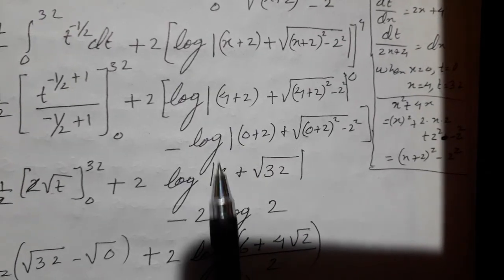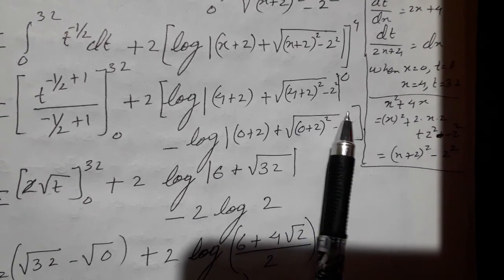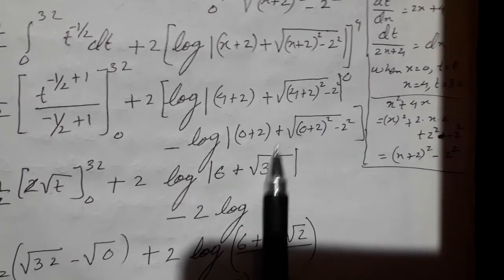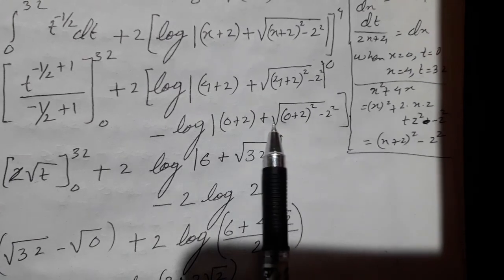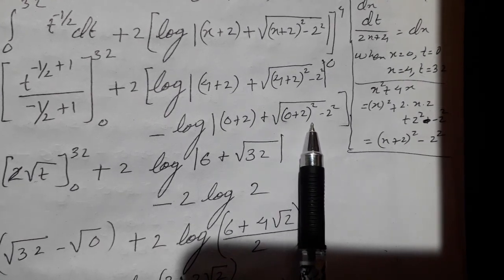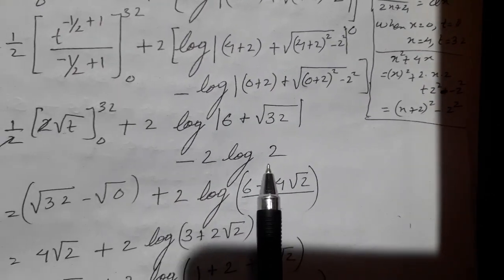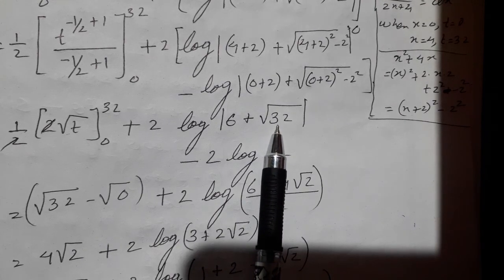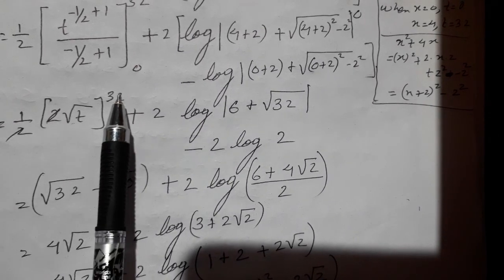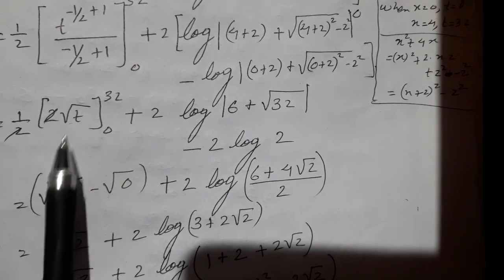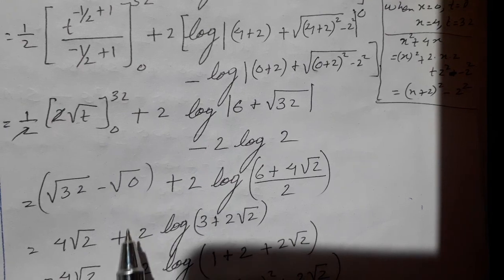So 4 plus 2 we get 6. 6 squared is 36, and minus 2 squared is 4; 36 minus 4 is 32. So we get square root of 32 minus 0, plus 2 times log of 6 plus square root of 32, and then minus the lower limit: 0 plus 2 is 2, and 2 squared minus 2 squared is 0, so that part is 0. So we have minus log 2. Root 32 is nothing but 4 root 2, so we get 4 root 2. Putting the upper limit, we get root 32 minus root 0; root 32 is 4 root 2, and root 0 is 0.